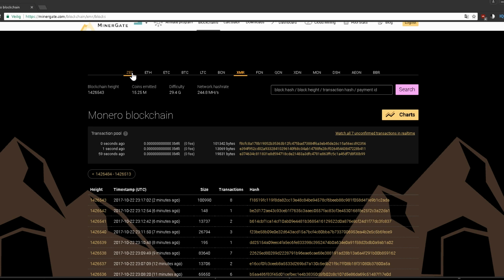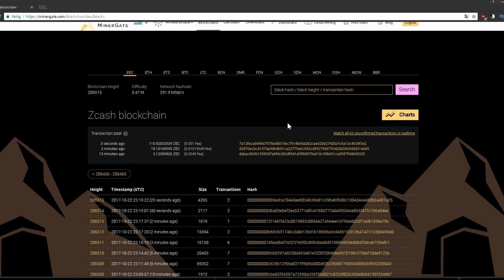Here you can also search for a transaction hash. There's different sites for that as well. If you send some cryptocurrency to a wallet or to another place, for instance an exchange or a trading site, you get a transaction ID. You can put that transaction here and then search for it, and then you get all kinds of information.